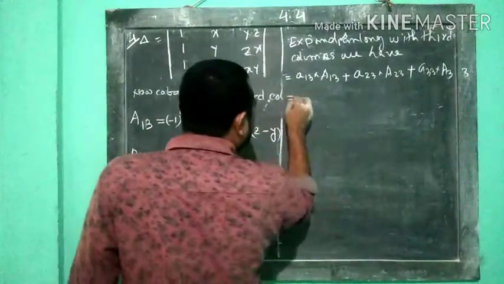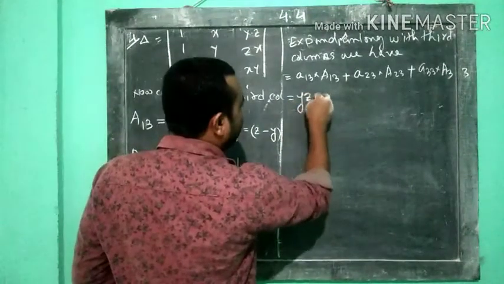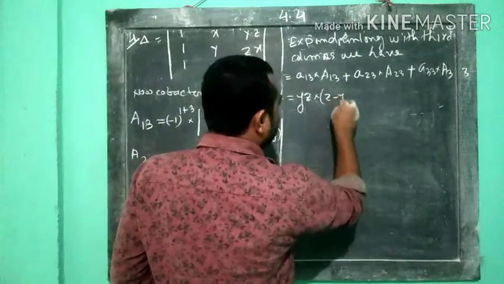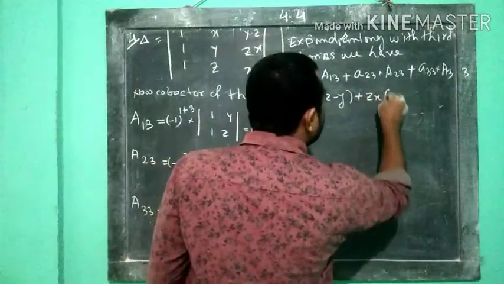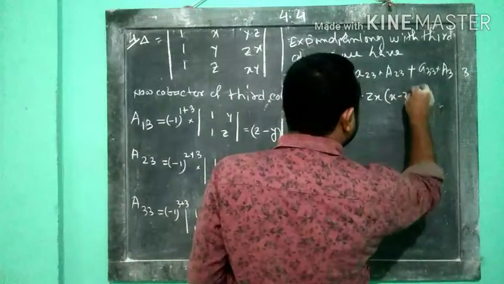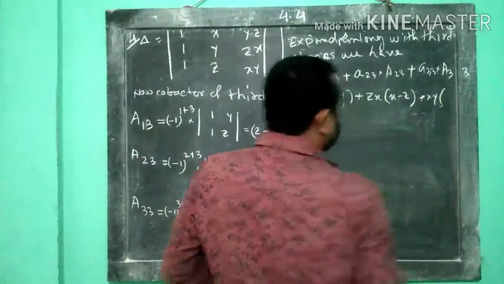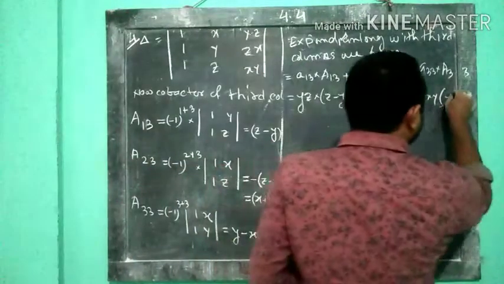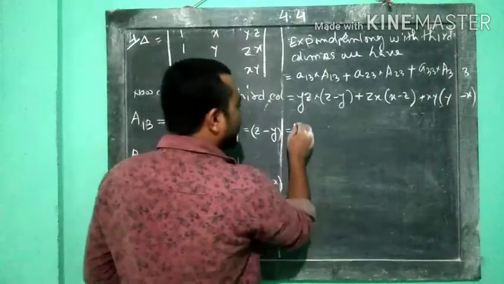So just put in the values: a13 is yz, into A13, which is z minus y, plus a23 is zx, into A23, which is x minus z, plus a33 is xy, into A33, which is y minus x. So if we multiply this, what do we get?